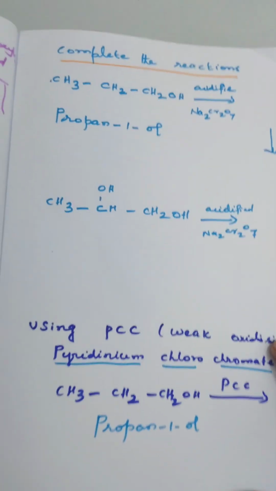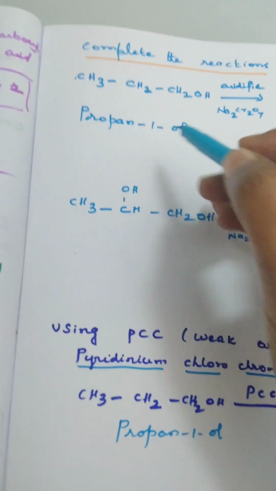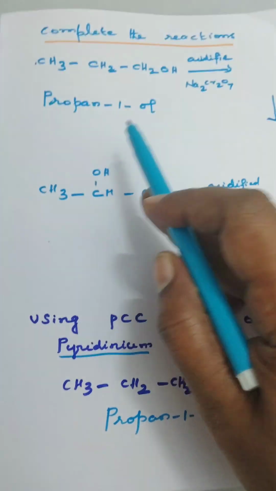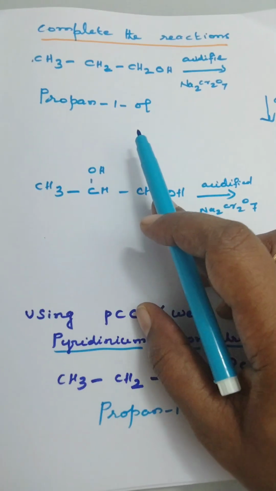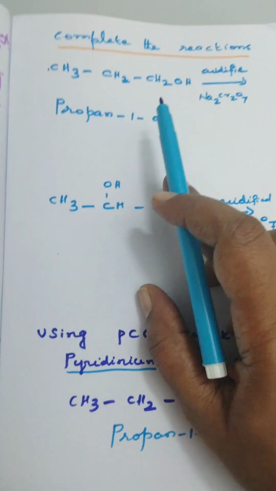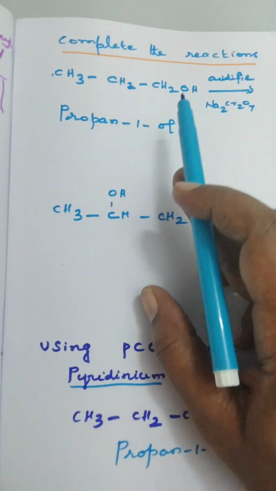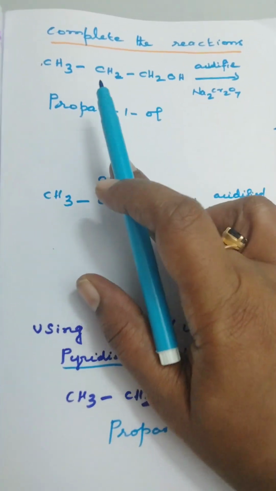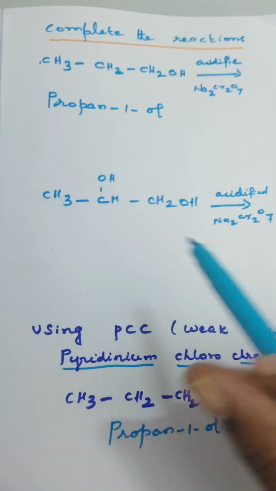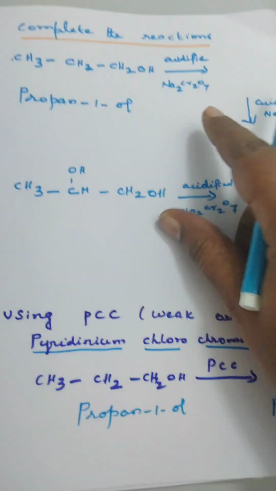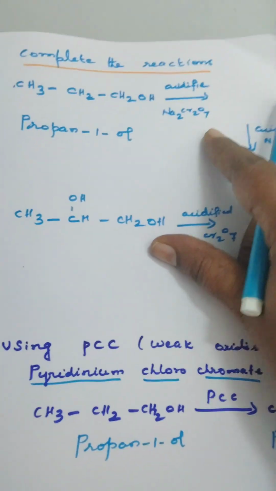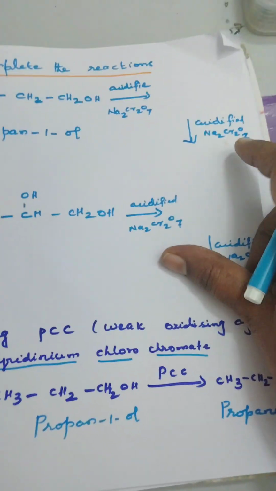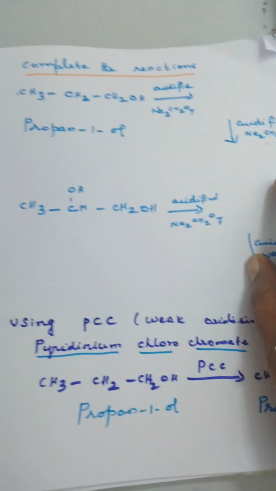First example, let us take propanol, CH3CH2CH2OH. This is propan-1-ol. What type of alcohol is it? It is a primary alcohol. You know that. OH attached to a carbon that has 2 hydrogen atoms and 1 R group, so it is a primary alcohol. When it undergoes oxidation with acidified Na2Cr2O7, what do you get? When this compound undergoes further oxidation, what is the product?